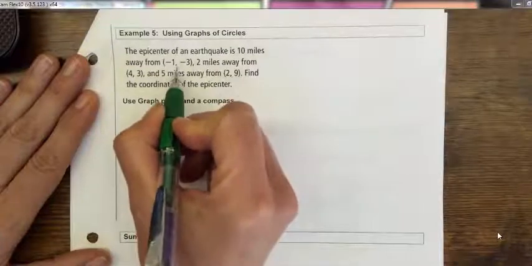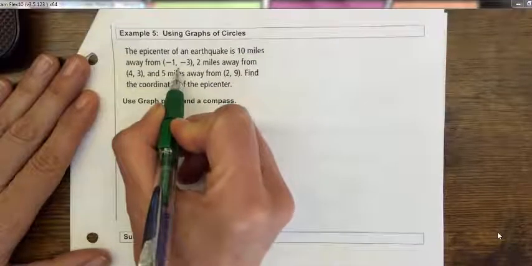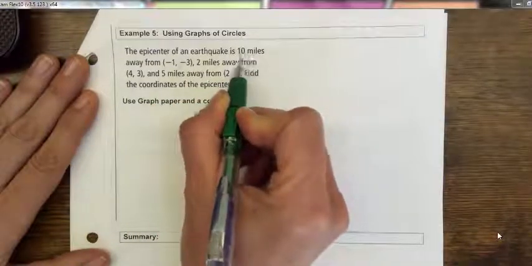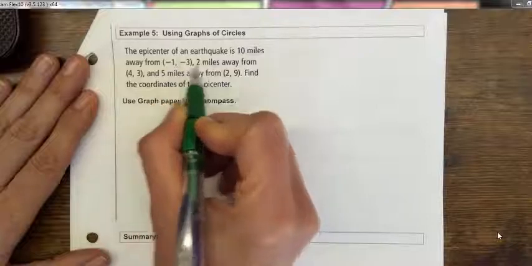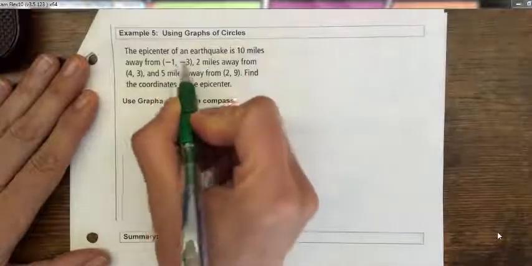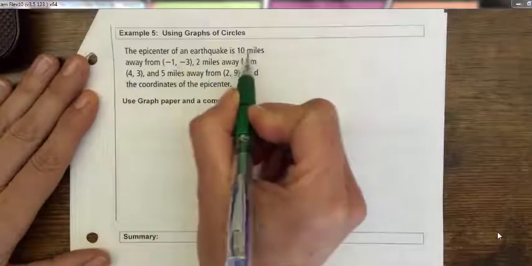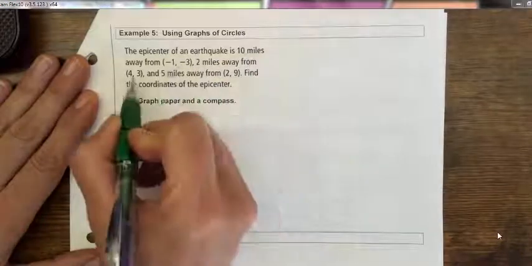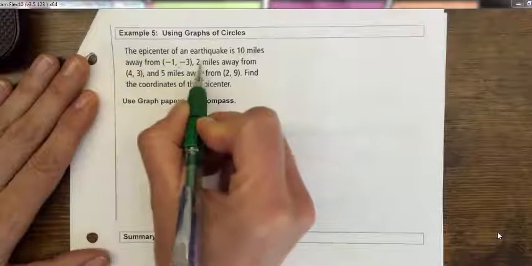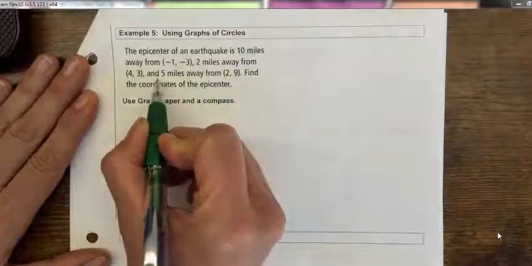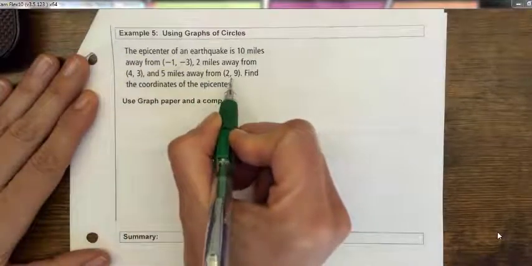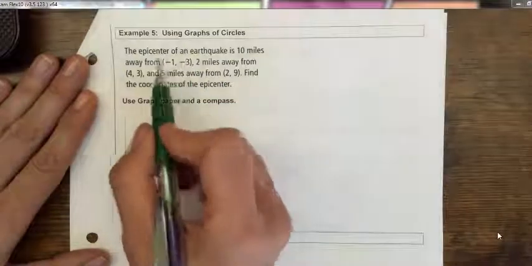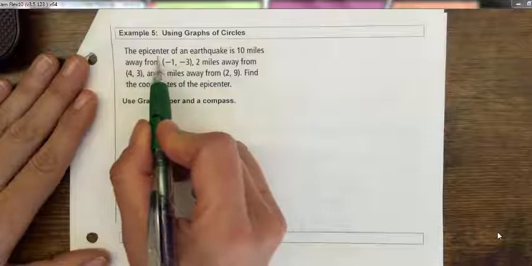So let's go back to this point. If it's 10 miles away from this point, that means 10 miles in every direction. So this is going to be a 10-mile radius from that point. That's a circle, right? You've got a center and a radius. Same thing here, 2 miles away from this point, so you've got a center and a radius. And then the last one, 5 miles away from this point. Again, a center and a radius. And where these all overlap is going to give us the epicenter of that earthquake.